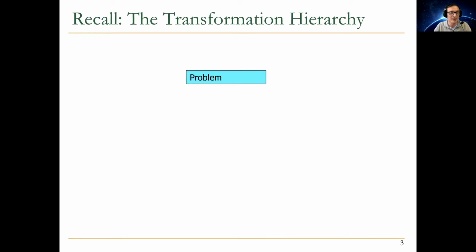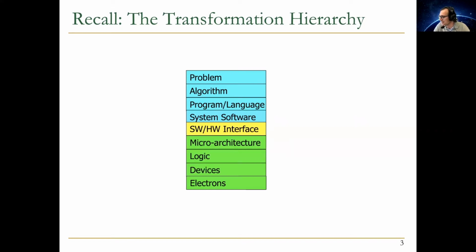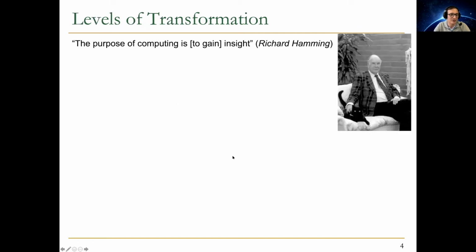Just to jog your memory, I'm going to show this picture of the transformation hierarchy. We want to communicate a problem to be solved by electrons in modern technologies. That needs to be described as an algorithm written in a programming language, executed on system software, and translated to an ISA, which gets implemented in the microarchitecture using logic gates and devices, essentially. This was a narrow view of computer architecture, as we discussed, but we said that we're going to focus on the expanded view, even though a lot of this course will focus on the ISA, which is the hardware-software interface, microarchitecture, and logic.